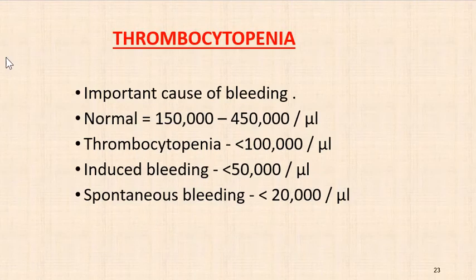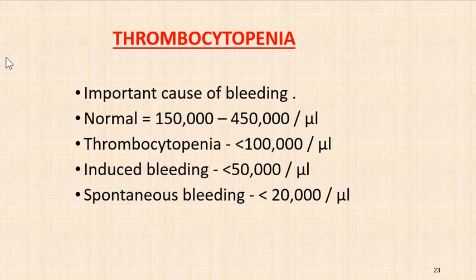Well, an important cause of abnormal bleeding is thrombocytopenia. Thrombocytopenia means a decreased number of platelets in peripheral circulation. This is an important cause of abnormal bleeding. The normal platelet count in peripheral blood is 150,000 to 450,000 per microliter. And when the count goes down below 100,000 per microliter, we call it thrombocytopenia.